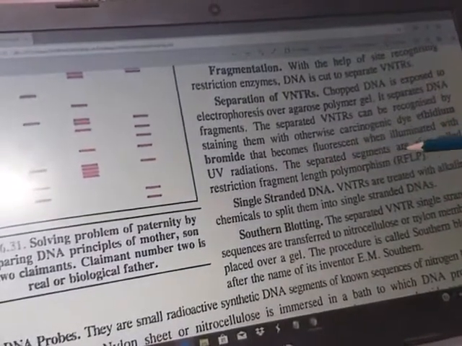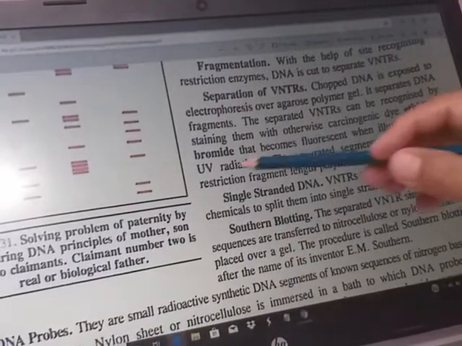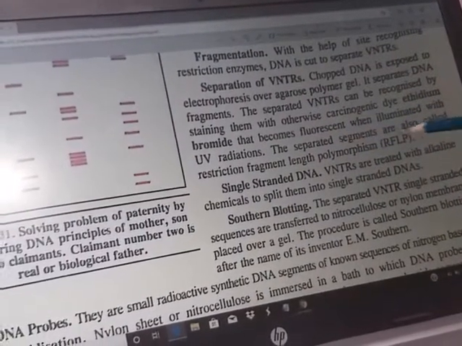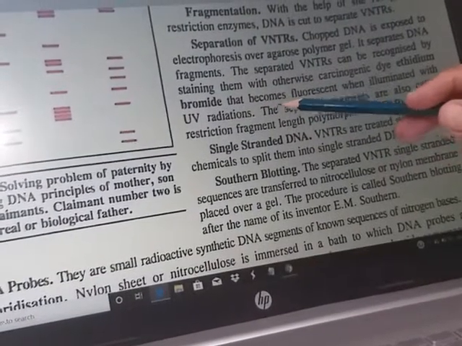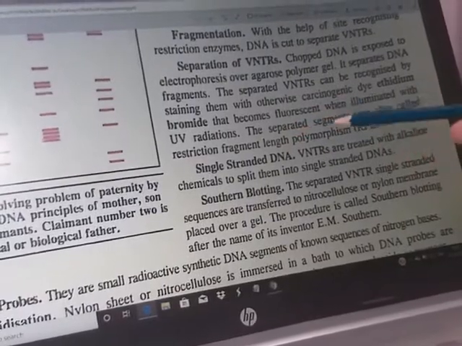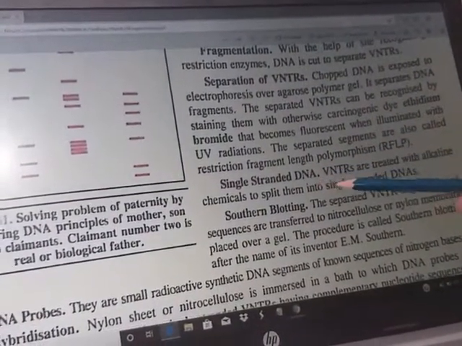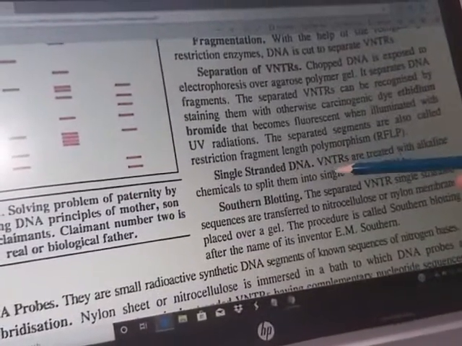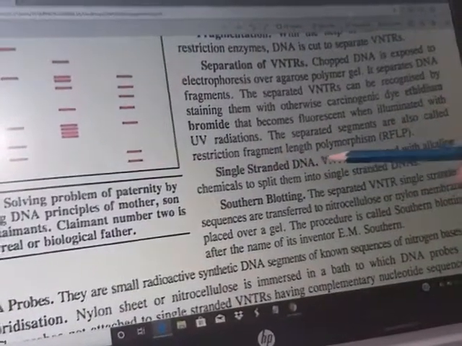The separated fragments are also called RFLP, restriction fragment length polymorphism. Actually these are the fragments. So far we have reached the level of small fragments, which are separated by using electrophoresis. Now, since the DNA is double stranded, it has to be made single stranded. So this step is single stranded DNA.